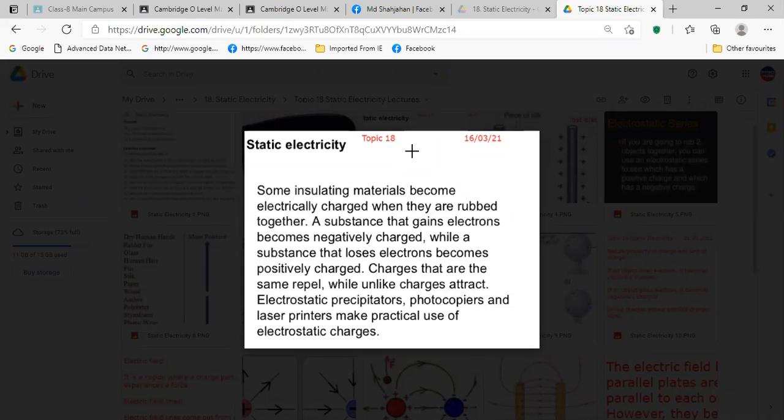Okay, so here you got at the beginning the ideas. Insulating materials become electrically charged. This is the key idea. So, yes sir, to become electrically charged, or electrostatic charge, or static electricity, we must rub two insulators. If you are rubbing one insulator and one conductor, then you won't get static electricity or electrostatic charges. Got it?